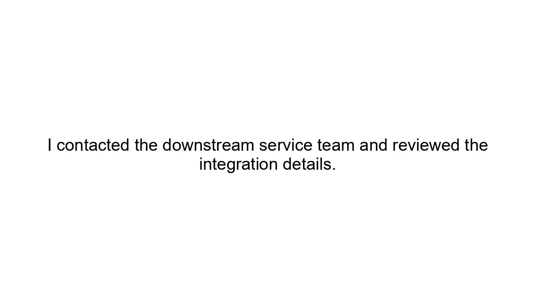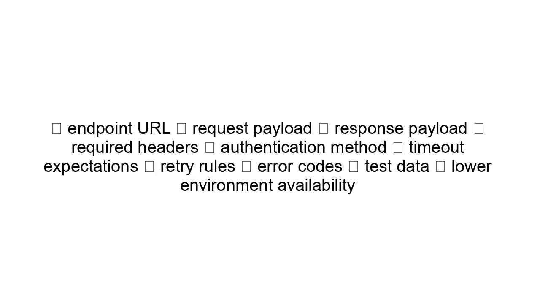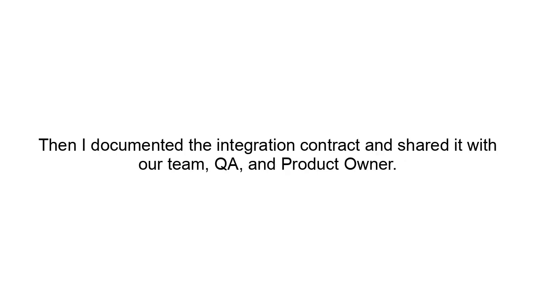Action: I contacted the downstream service team and reviewed the integration details. I clarified: endpoint URL, request payload, response payload, required headers, authentication method, timeout expectations, retry rules, error codes, test data, lower environment availability. Then I documented the integration contract and shared it with our team, QA, and product owner.